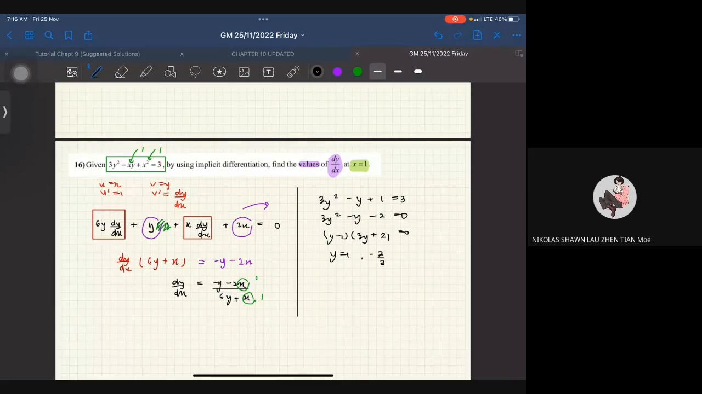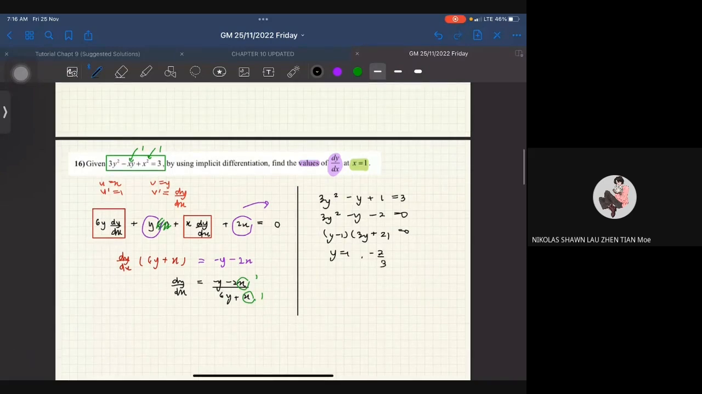So saya ada dua nilai y. This is my first value. This is my second value of y. Okay, so what do you need to do right now adalah substitutekan nilai x dan y awak one by one. Okay, so first kita masukkan x equals to 1 and y equals to 1. Masukkan kat dalam ni. And then second time awak masukkan pula x equals to 1 dengan y equals to negative 2 over 3. Just substitute inside the expression. So awak akan dapat dua nilai yang berbeza.